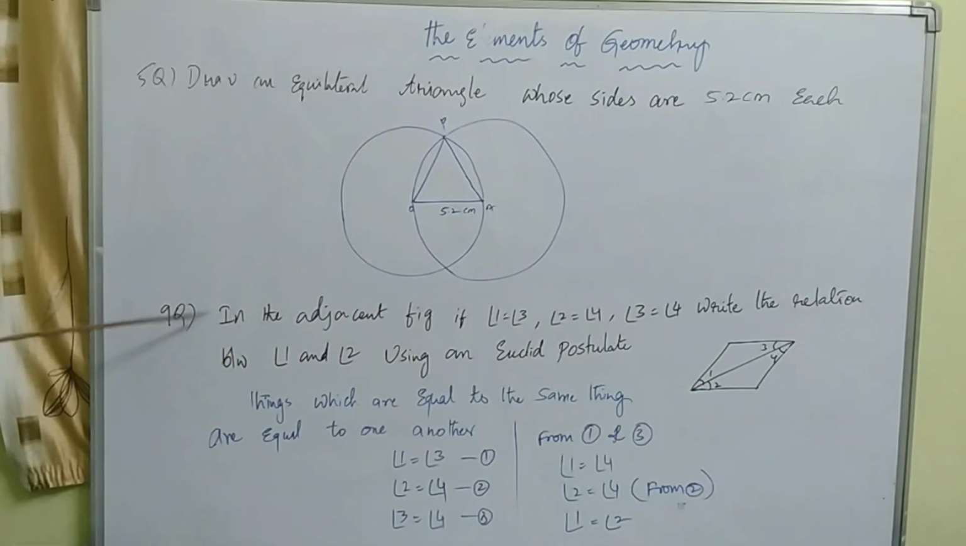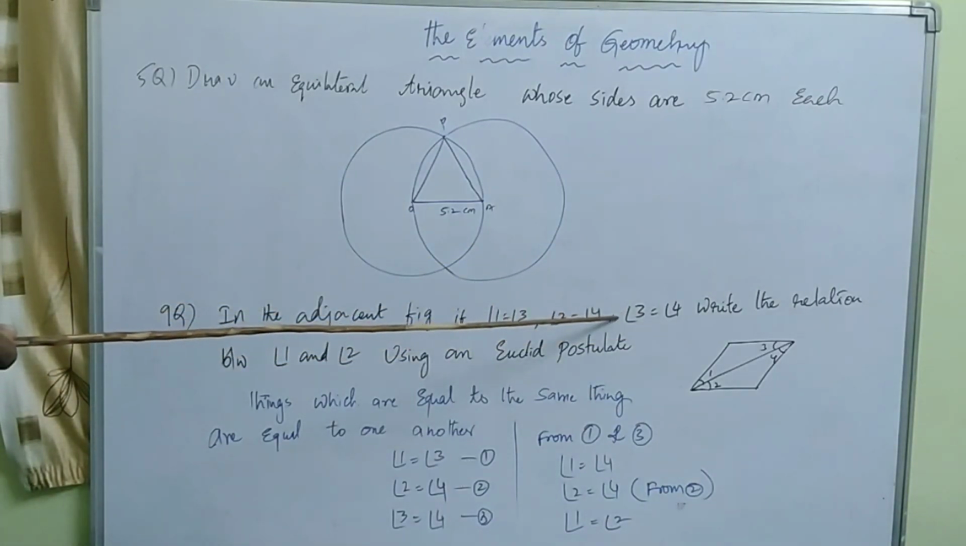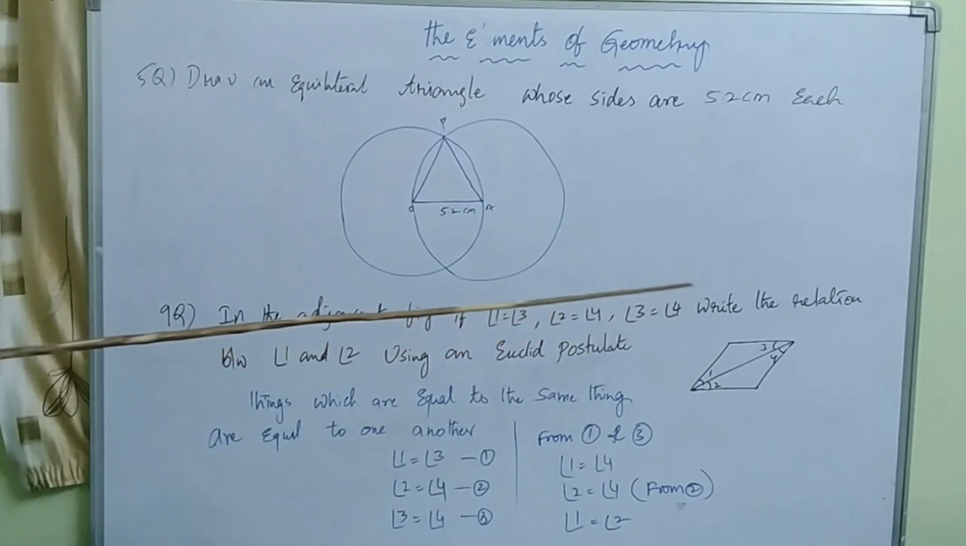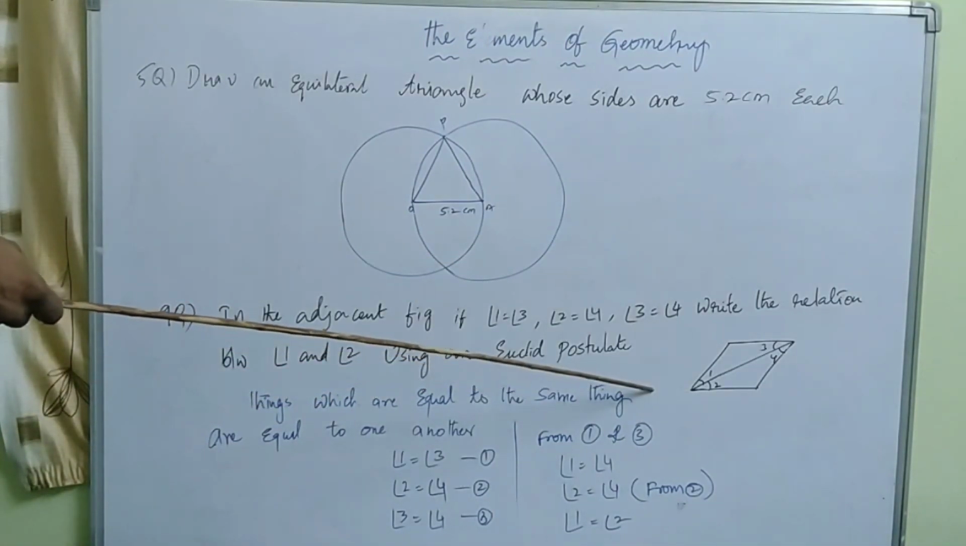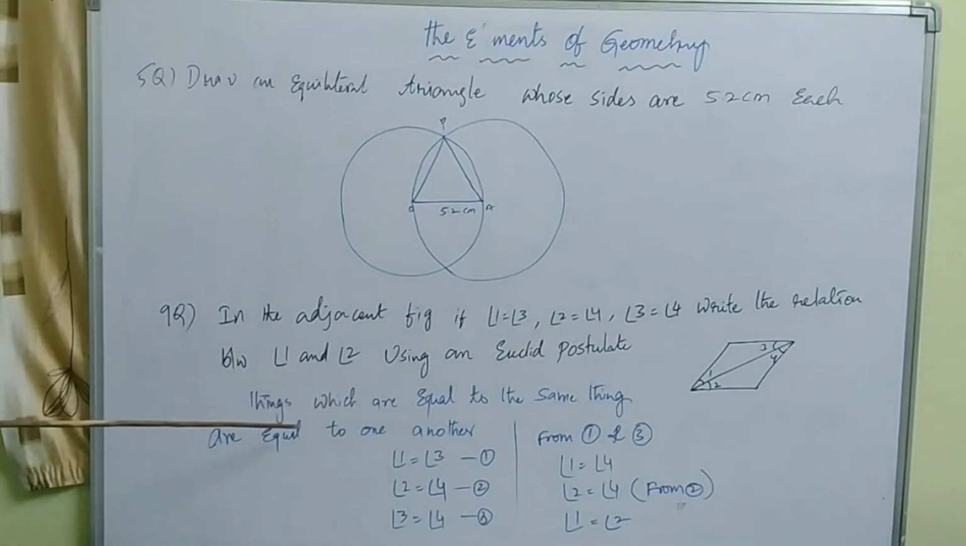Ninth one. In the adjacent figure, if angle 1 is equal to angle 3, angle 2 is equal to angle 4, angle 3 is equal to angle 4, write the relation between angle 1 and angle 2 using a Euclid postulate. So this is the given figure related to our question. The things which are equal to the same things are equal to one another.